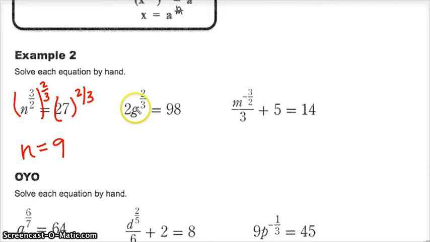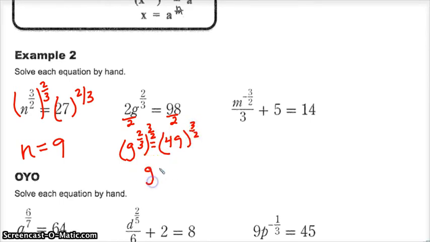Now before I can raise anything to an exponent, the variable has to be by itself, so I'm going to divide both sides by 2. So g to the 2/3 equals 49. I'll raise both sides to the 3/2. So g is going to equal the second root of 49, which is 7, to the third power, which is 343.